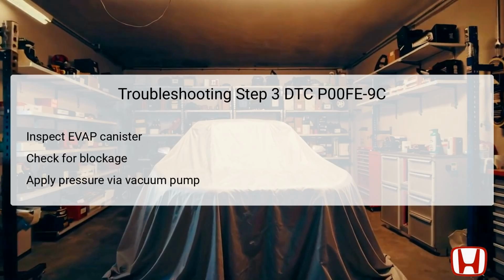It is crucial to ensure that there are no blockages preventing normal flow, as this can severely impact the overall emission system. Just like with the previous step, connect a vacuum pump to the necessary ports and apply pressure. Monitoring the results will determine if normal conditions are not held, indicating an abnormality.